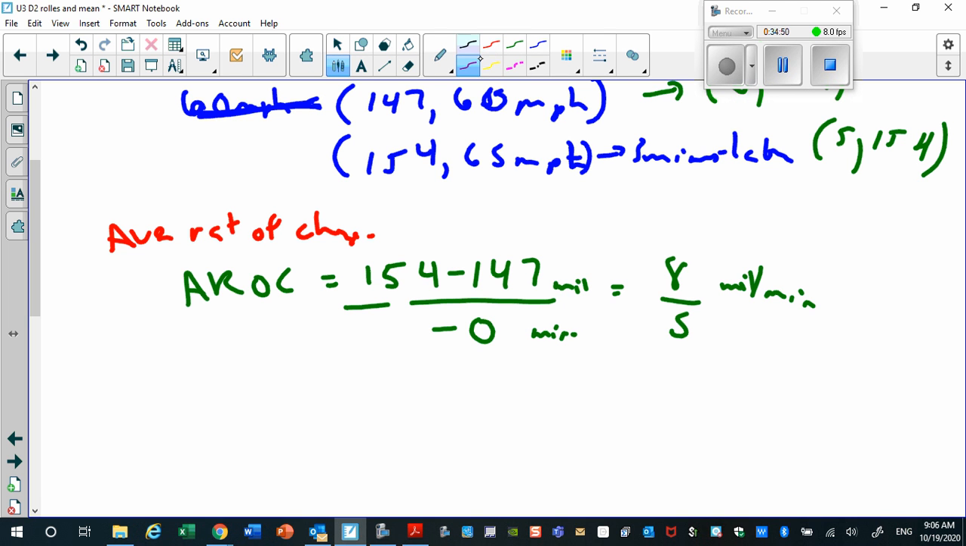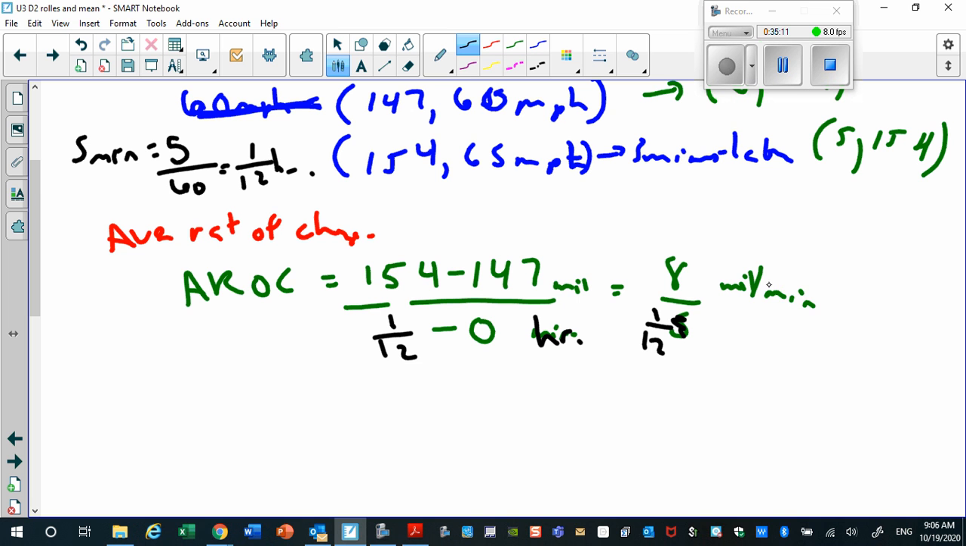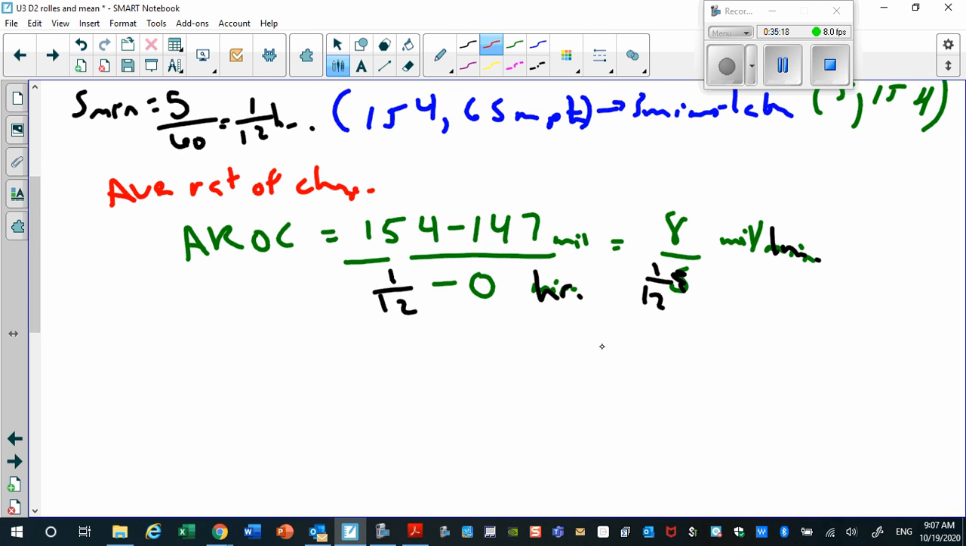So 5 minutes is 5 minutes out of 60 minutes, or it's 1/12 of an hour. So it's 1/12 right here, which makes this 1/12, and now it's hours, because I needed hours. Miles per hour, so this is 8 times 12, which is 96 miles per hour.